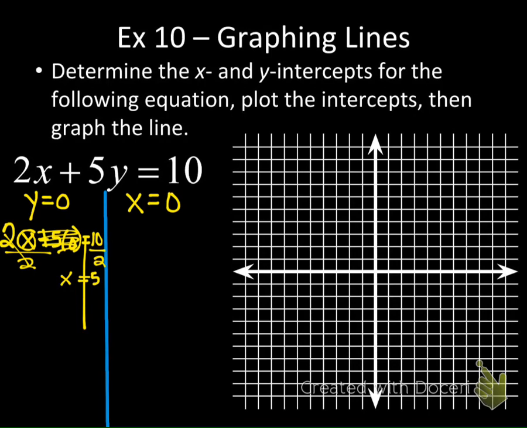So I'm going to write my first set of ordered pairs. Jaden, what's my ordered pair? 5, 0. Good. Make sure parentheses, commas, and box it. Okay? So now I go and I use x equals 0.